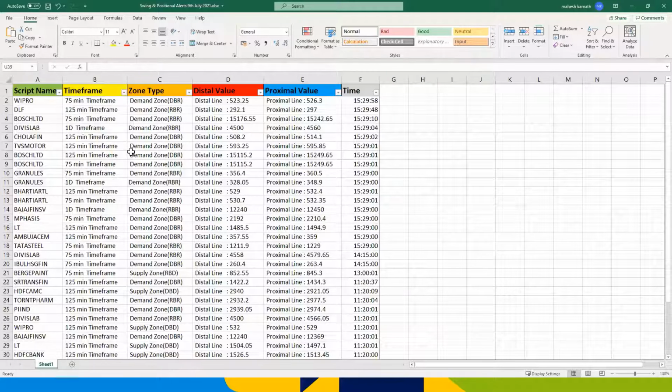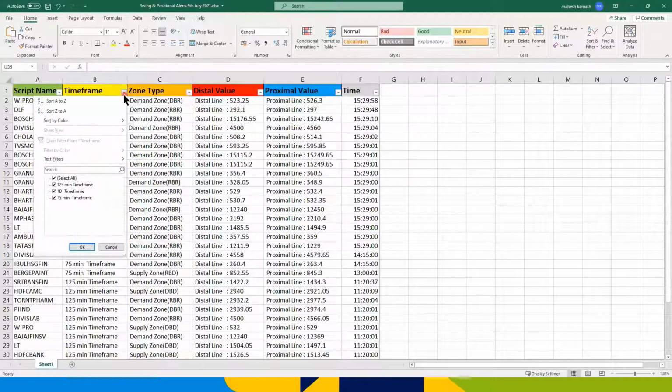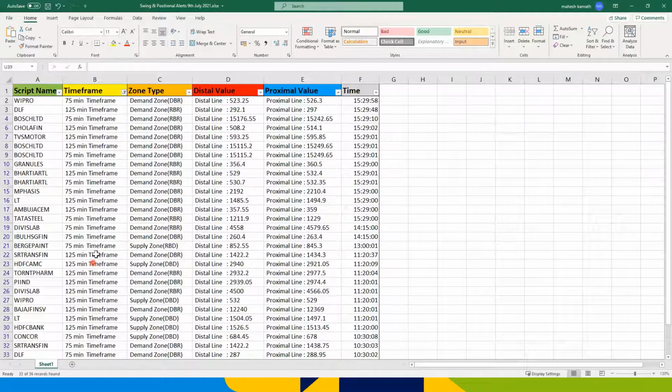Let's say I am only a trader who trades the 75 and 125-minute time frames. So let me filter it out. You have a filter option here. I will look at a 75-minute zone, 125. I do not want to check daily now. I'm looking only for weekly income opportunities. I will sort as 75 and 125. Now this has filtered out only the 75 and 125-minute zones. Let me sort it in alphabetical order.